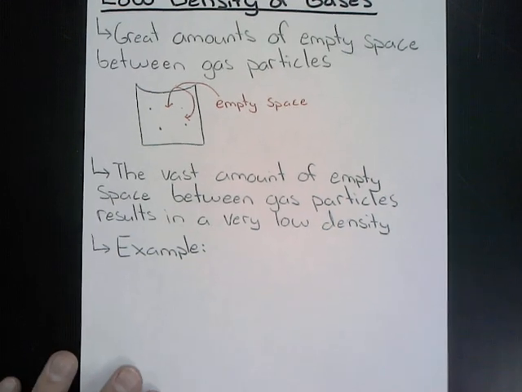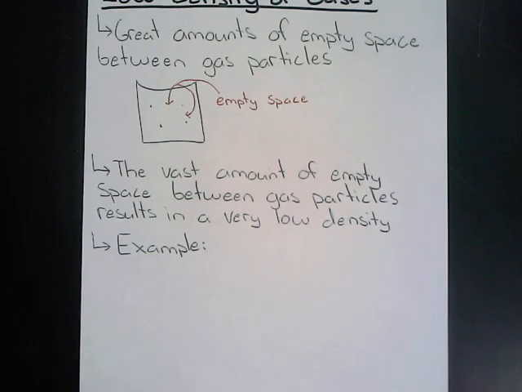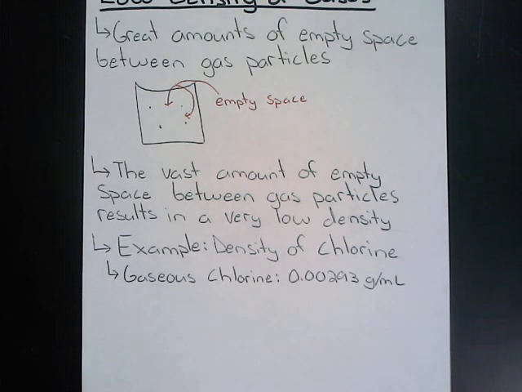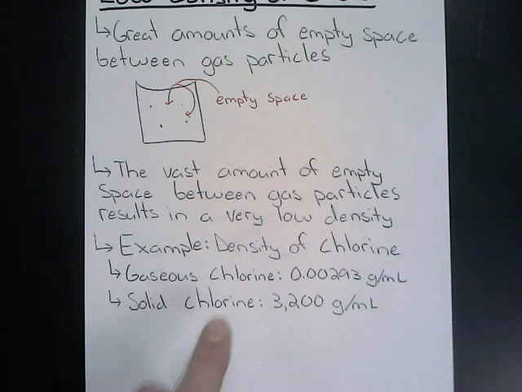And so that example is going to be the density of chlorine. Gaseous chlorine has a density of 0.00293 grams per milliliter. And solid chlorine has a density of 3,200 grams per milliliter. Again, this is a comma, so it's 3,200 grams per milliliter. That is a very significant difference between the gaseous and solid chlorine. So you can see how low of a density a gaseous state of matter is.